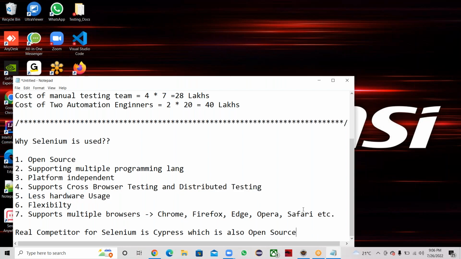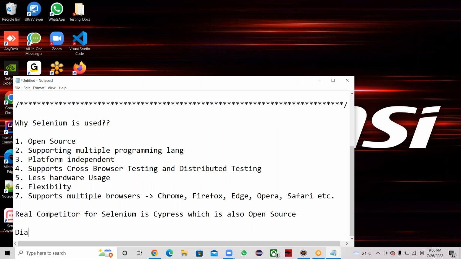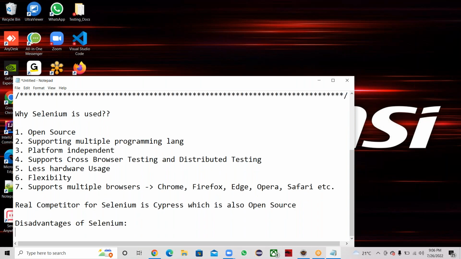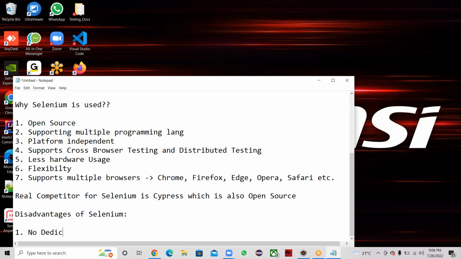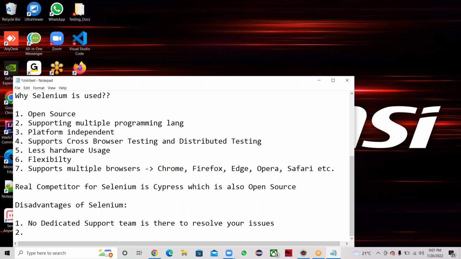Okay. So just now we discussed the disadvantages of automation, right? Why we can't do 100% automation? Since it is open source, no dedicated support team is there for you. You have to go to the Selenium forums to get your issues resolved. And no inbuilt reporting mechanism.